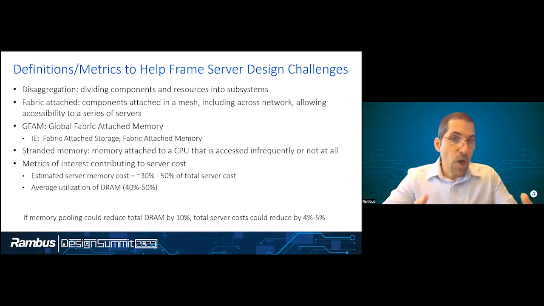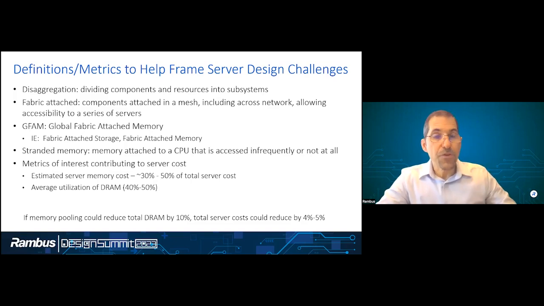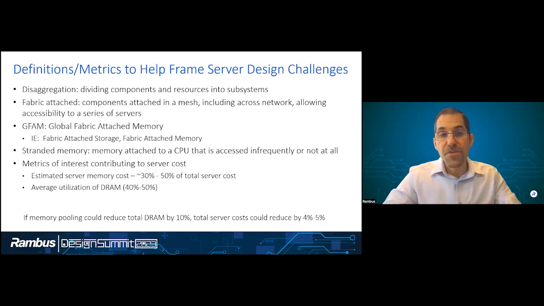The total cost of memory in a server system can be anywhere from 30 to 50% of the total cost of the server. So if you do some rough math and assume 50% cost and 50% DRAM utilization, in other words only half of it is used, and you're doing attached storage or memories that are referred to as pooling, computationally you can reduce the DRAM by about 10%. That means your total savings could be anywhere from 4 to 5%. So it's not insignificant.